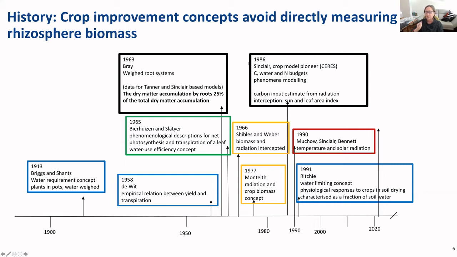Sinclair's model critically, however, needed to estimate the amount of the biomass generated in the leaves that went below ground. And he used some actual data from Bray in 1968, who weighed root systems in pots and also in the field. And Bray had a range of numbers, and the mean was that the dry matter accumulation by roots was 25% of the total dry matter accumulated in the complete plant.